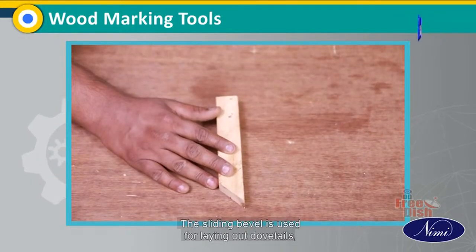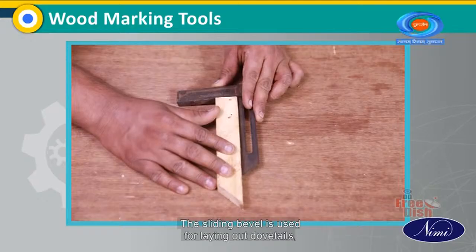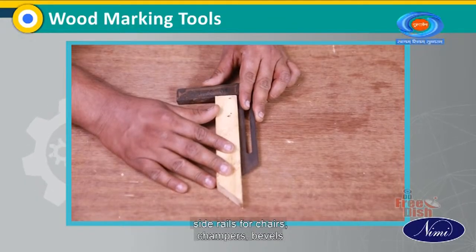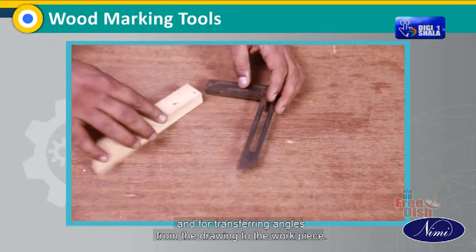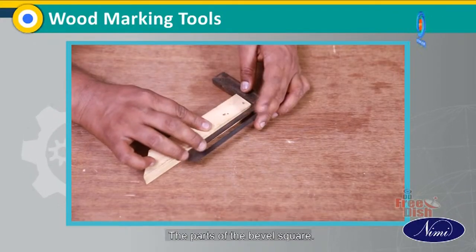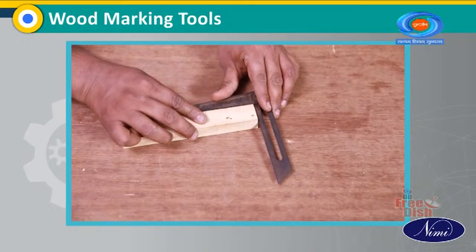Uses. The sliding bevel is used for laying out dovetails, side rails for chairs, chamfers, bevels, and for transferring angles from the drawing to the workpiece. The parts of the bevel square.